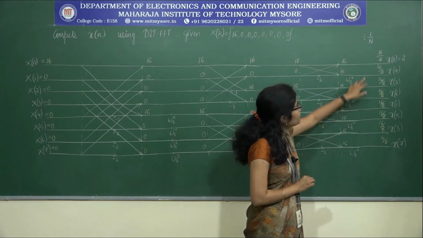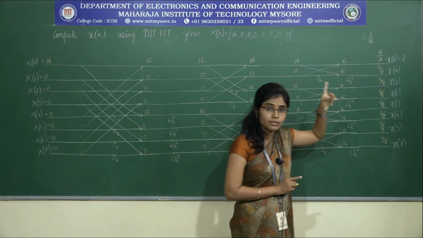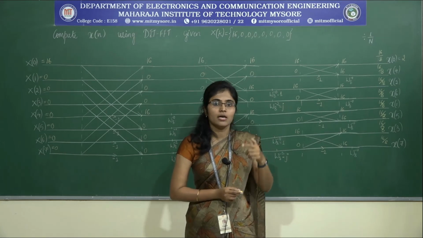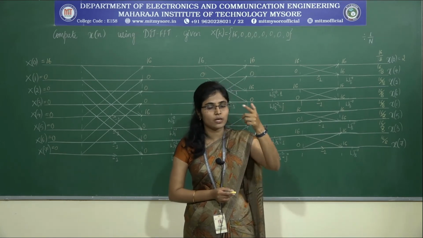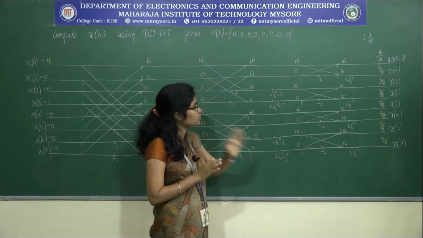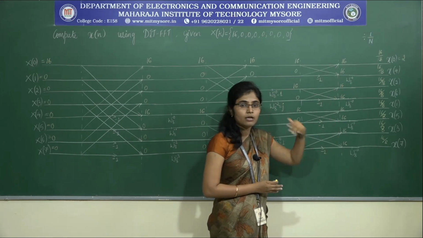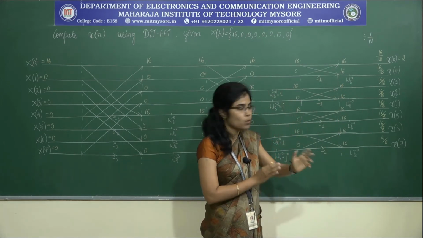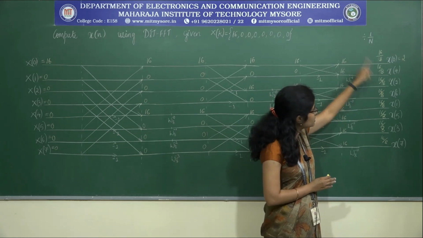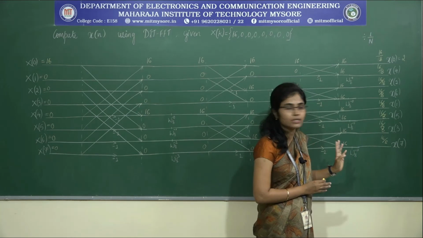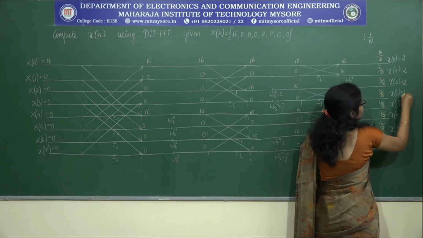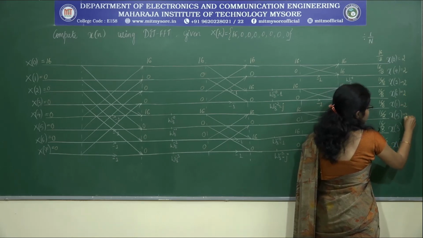Why am I dividing it by 1 by n? Remember the IDFT formula, x of n is equal to 1 by n summation k ranges from 0 to n minus 1 x of k into e power j 2 pi k n by n. So that entire summation part is done until this step, and that 1 by n is left out. So what I am doing, I am dividing this entire sample with 1 by n. Since the value of n was 8, I have divided all the data with 8. So all the values will be equal to 2. Why 2? Because we have the same value, so we get it as 2.